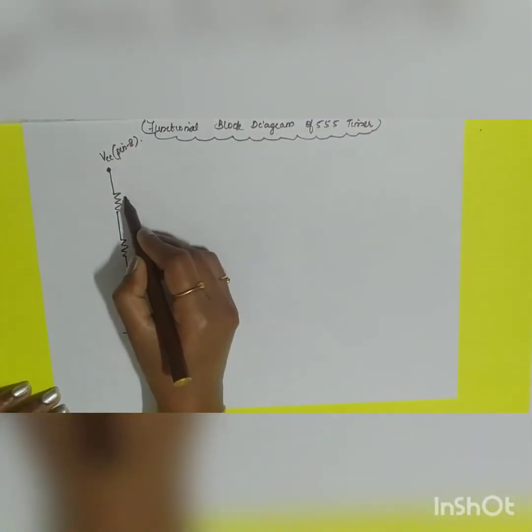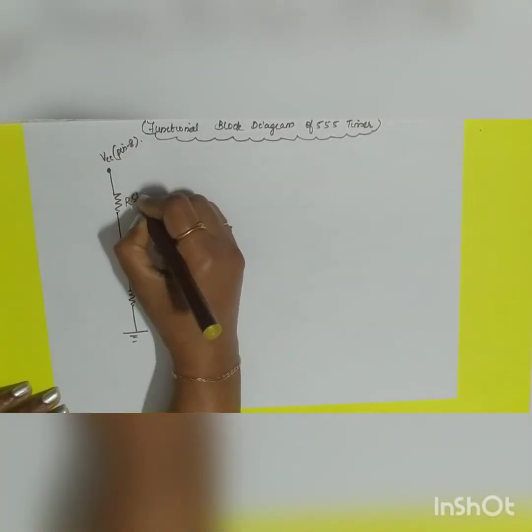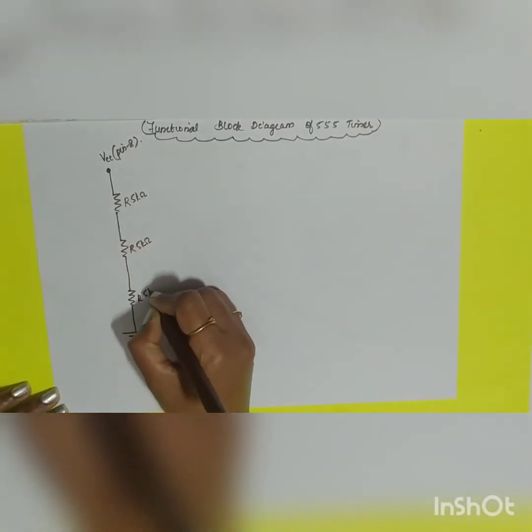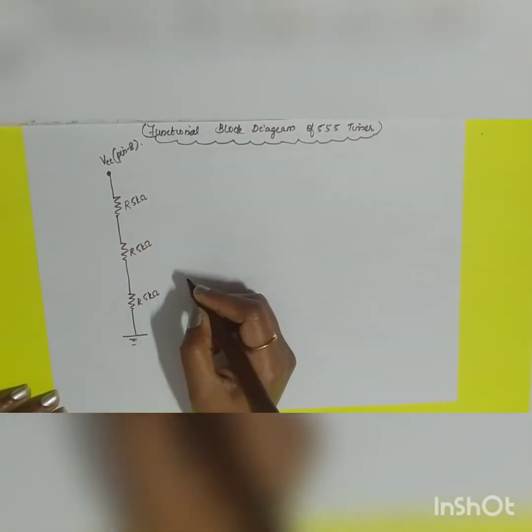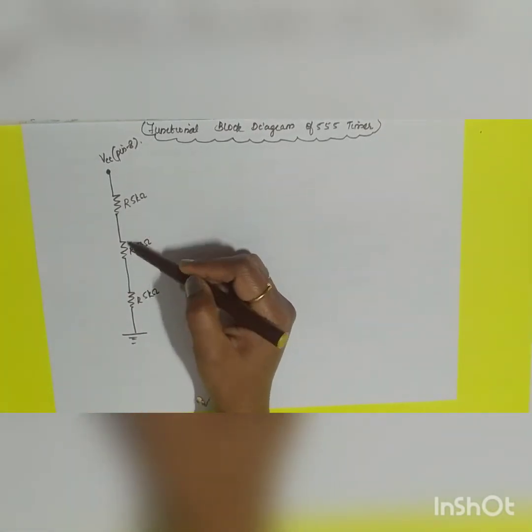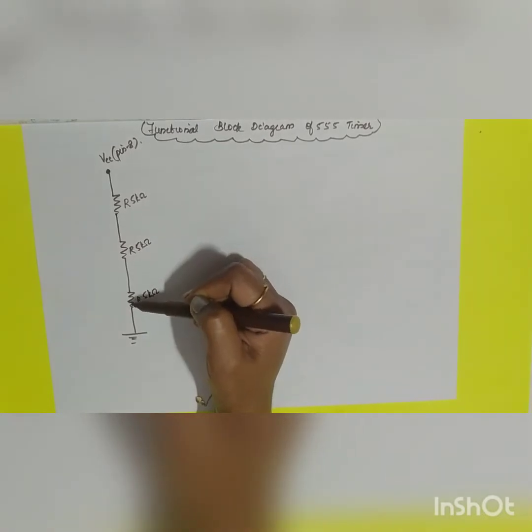So the 3 resistors have the same value. Normally it is taken as 5 kilo ohm. Okay, 5 kilo ohm resistor. That's why you have the name 555 timer. In the internal circuit you have 3 alike resistors, that is 5k resistors connected in series.